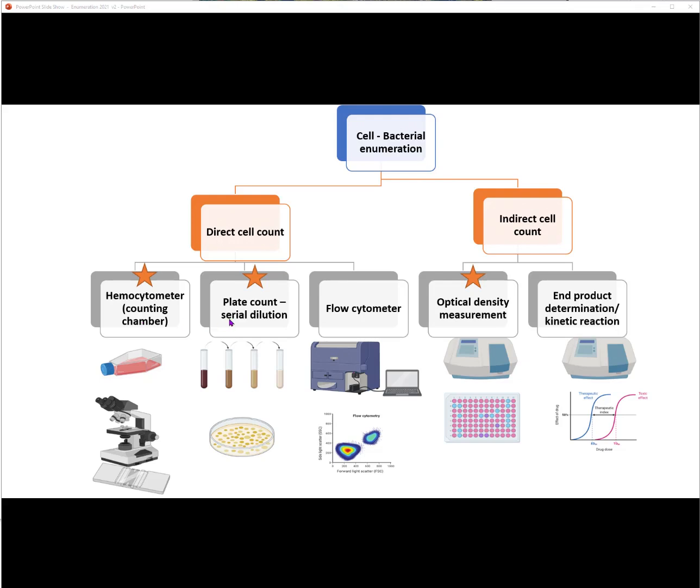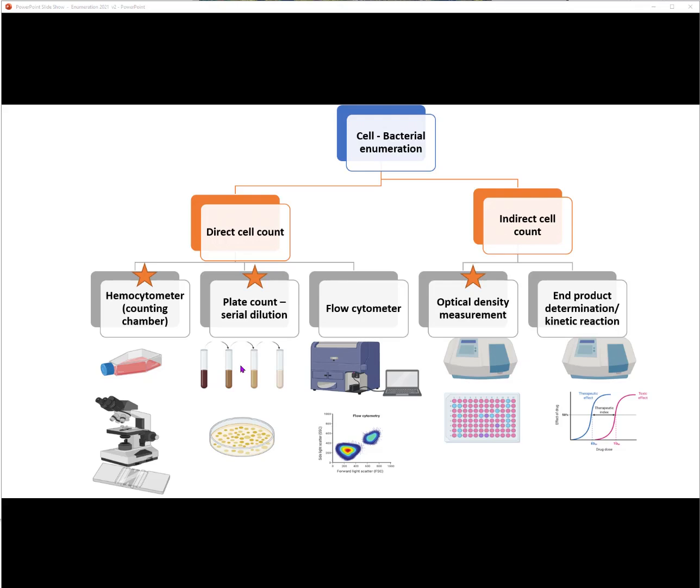The plate count, the serial dilution, is where you're actually looking for live cells. So you're having a sample, whether it's ice cream or anything you want to look at, diluted usually tenfold, and then plated out on agar plates. And that only works with cells that are live. So a plate count counts live cells in a specific sample, and that's one of the most common methods.